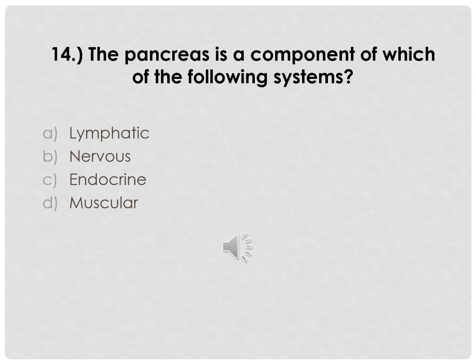Hormones, as we know, belong to the endocrine system. The endocrine system is a system of glands that produces hormones. So the correct answer here is C, endocrine.